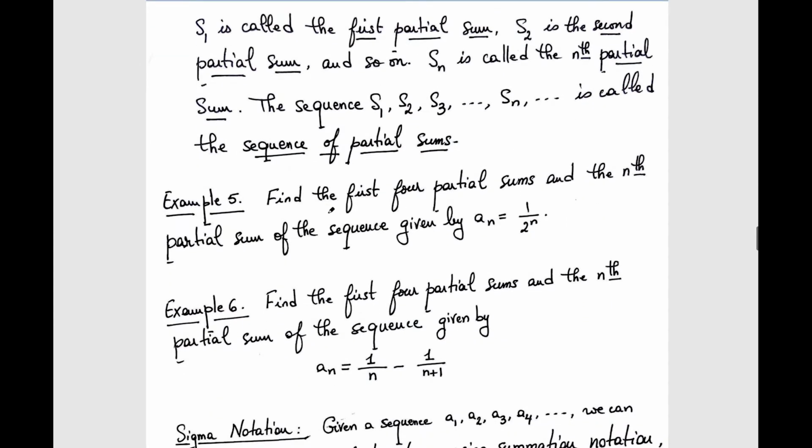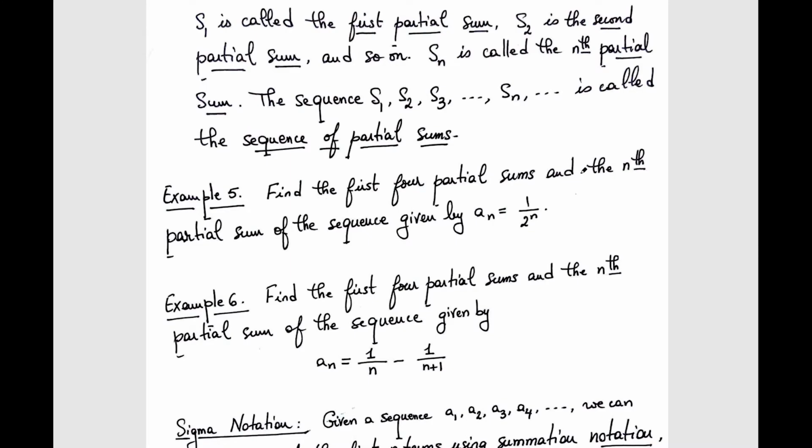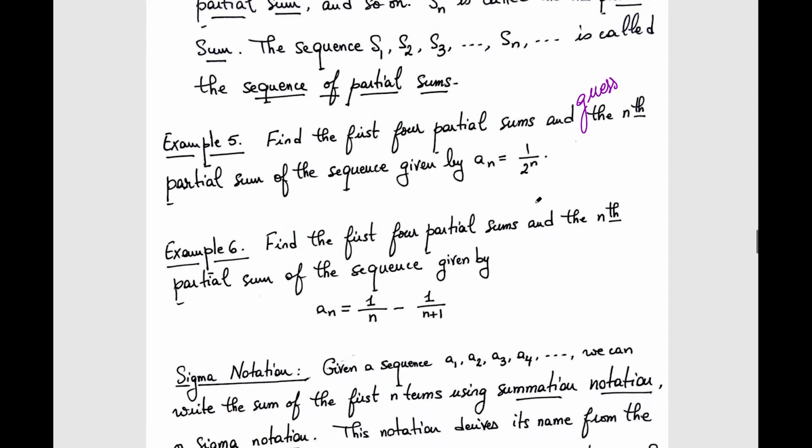Example 5. Find the first four partial sums and the nth partial sum of the sequence given by a sub n equals 1 over 2n. You know what I'm going to do? I'm going to include something here. I'm going to say "and guess." We learn how to actually find the exact value of that nth partial sum in a future section. I'm going to say here, make an educated guess about the nth partial sum of the sequence a sub n equals 1 over 2n. Okay. All right, so let's talk about this.